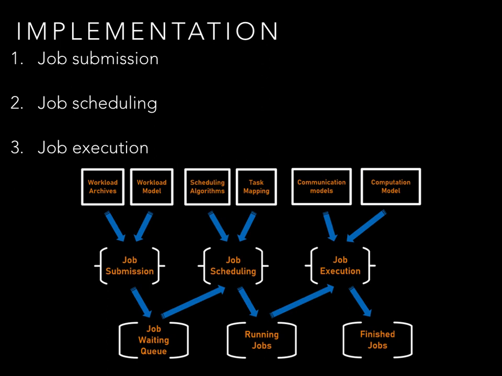The job scheduling module contains the job scheduling and task mapping algorithms. Task mapping algorithms determine which compute nodes to run jobs on. The scheduling algorithms are run in a separate simulation process. Finally, the job execution module contains the simulator's communication and computation models. Finished jobs are placed among all finished jobs for statistics collection.